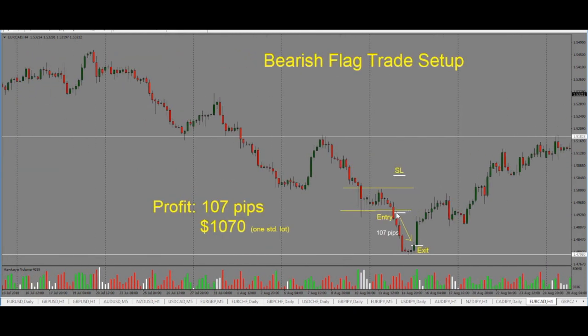So we enter the trade short here and we stay with our trade for as long as price is dropping. Here we have nice solid bearish candles that show that the momentum is to the downside, and then we come into the support level and price just seems to get stuck there. So this is a good time for us to exit the trade once we get a bullish engulfing candle close here. So entry to exit, we get 107 pips in our trade. So our profit is 107 pips or $1,070 if trading one standard lot.